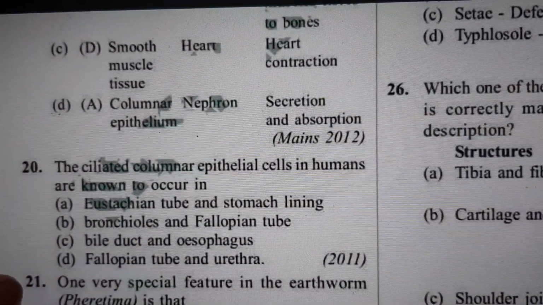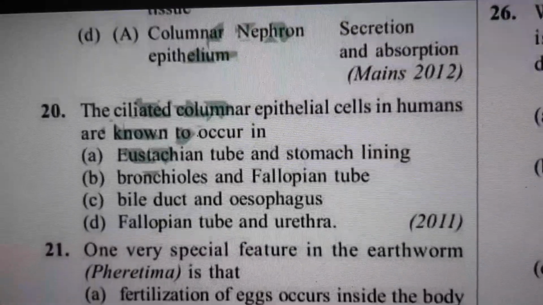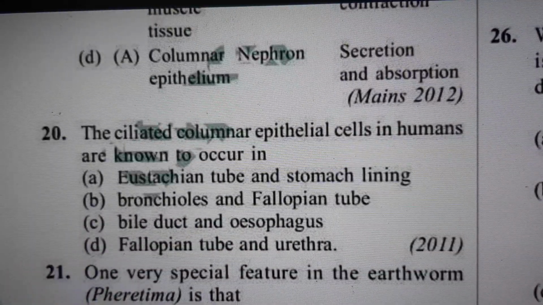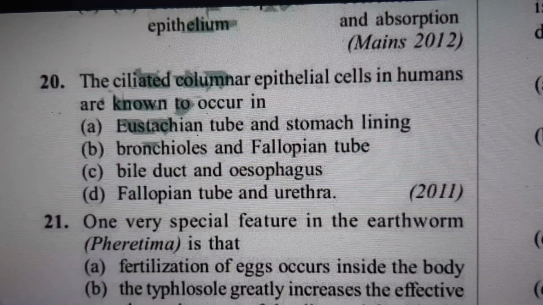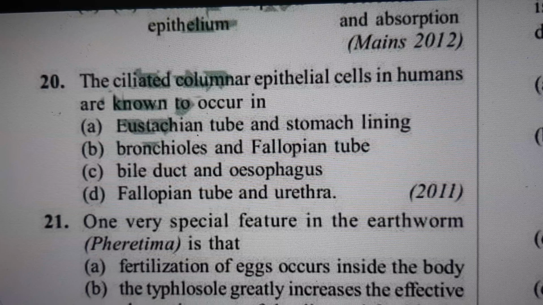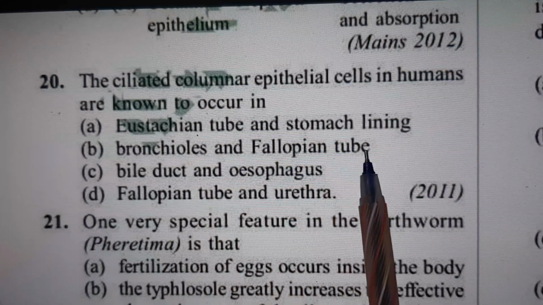The ciliated columnar epithelial cells in humans are known to occur in A, eustachian tube and stomach lining. B, bronchioles and fallopian tube. C, bile duct and esophagus. D, fallopian tube and urethra. The answer for this is B, bronchioles and fallopian tube.